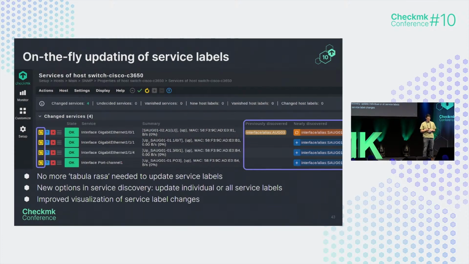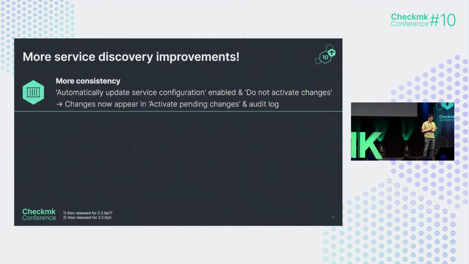When we talk about the service discovery, we also did over the last year quite a lot of improvements in there. And one of them is more consistency. I would say it's actually a bug, but with the feature which we just saw, the automatically update service configuration, if you had something like do not activate changes enabled as well, these changes would not be visible in the audit log or in the activate pending changes. That's now solved. So very nice, of course.